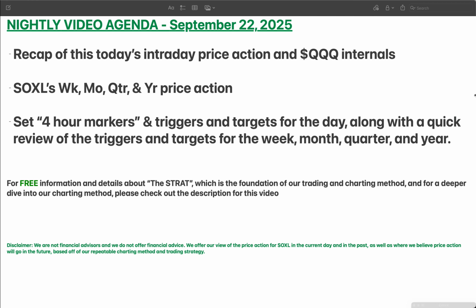So just looking at today's notes, we will do a recap of today's intraday price action and look at the QQQ internals. Then we'll take a look at the week, month, quarter, and year charts for SOXL. And lastly, we'll set our 4-hour markers and our triggers and targets for tomorrow, and we'll review the triggers and targets for the week, month, quarter, and year.